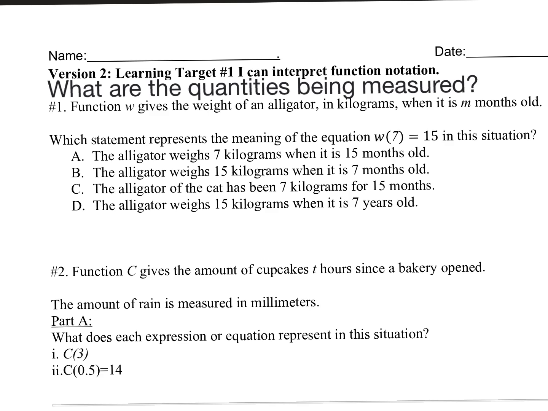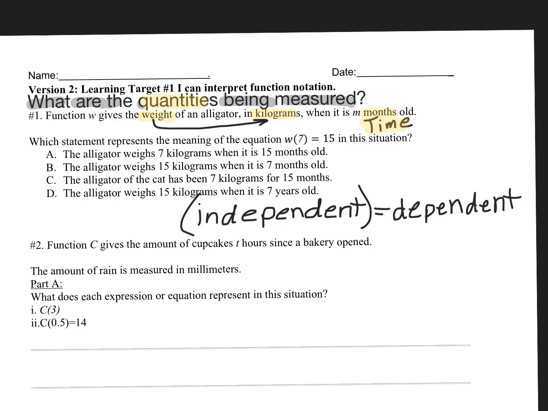So before you can answer any questions, you need to make sure you know what are the quantities being measured. So what are the quantities that we're measuring? In this example, we are measuring weight and we are measuring time, and we know that because of the word months. And we also see that the weight of the alligator is being measured in kilograms. And remember that the independent is what is going to be inside of the parentheses.